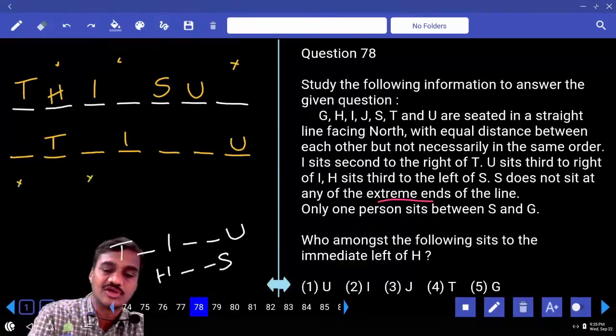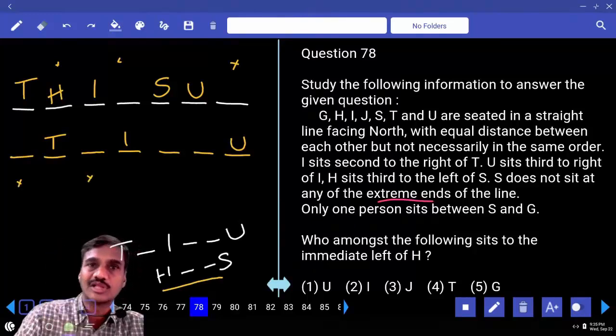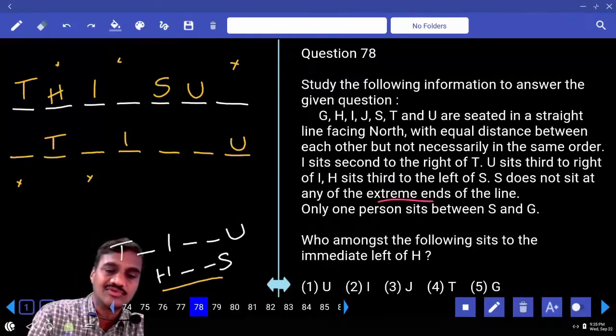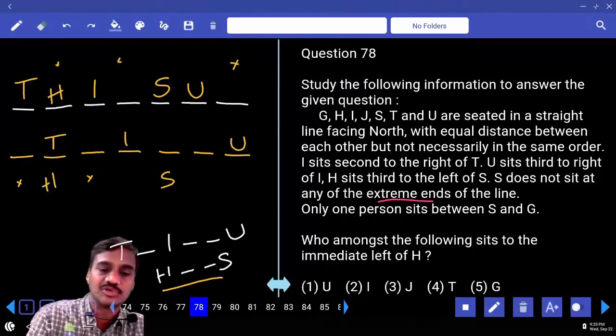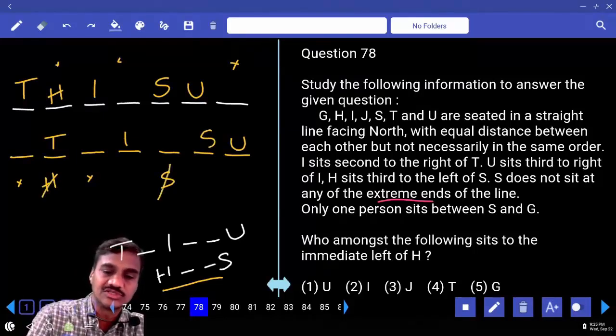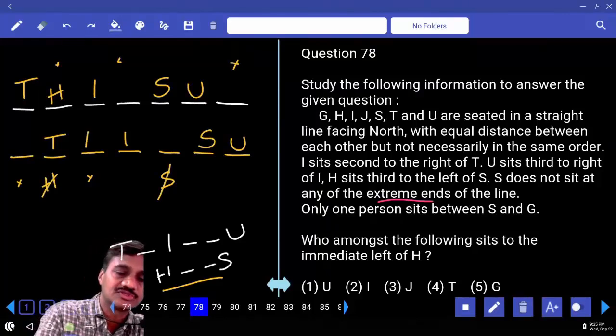Now can we have S at this place? S cannot be here, because S needs a minimum of 3 places on the left-hand side. Can we have S at this place? If S is here, then T and H must be in the same place, which is not possible. S cannot be here. Hence S is here, blank, blank, and this will be H.